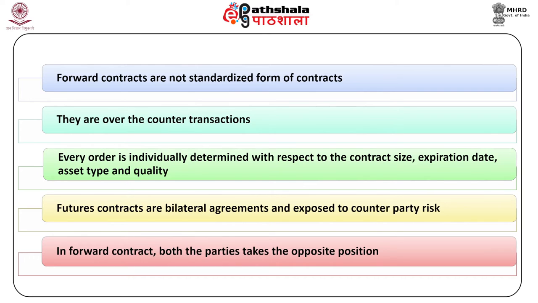In a forward contract, both the parties take the opposite position. One party agrees to buy the asset at specified price at the future date. It is said to have taken a long position. Another party takes the opposite, that is short position, and agrees to sell the same asset at the same date on the price agreed upon. A party without obligation of settling the contract is said to have an open position.